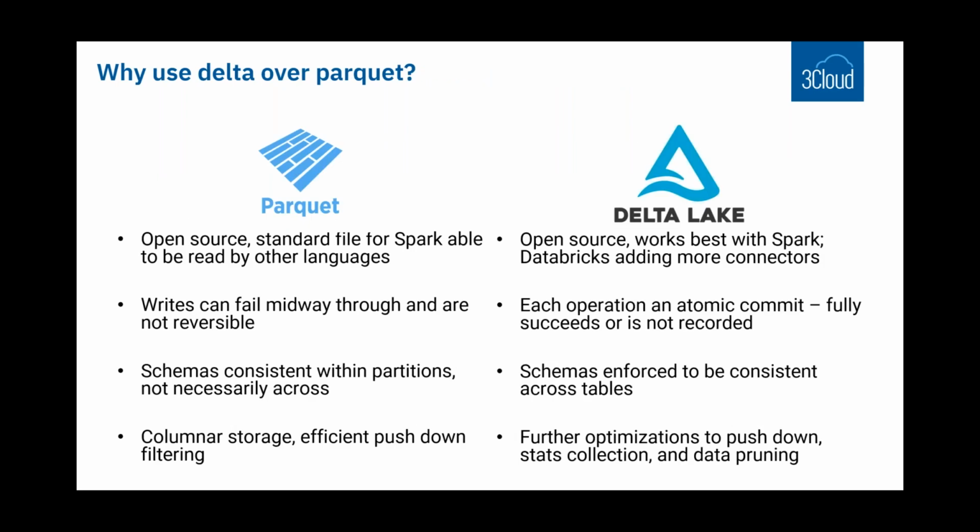Just a quick comparison of Delta and Parquet, since they are somewhat similar. They're both open source. Parquet is the standard file format for Spark, and it can be read by other languages pretty easily if you want to connect to Presto or other things to query it. It's a pretty standard format. Delta, from Databricks, is open source and works best with Spark. They are adding on more things.